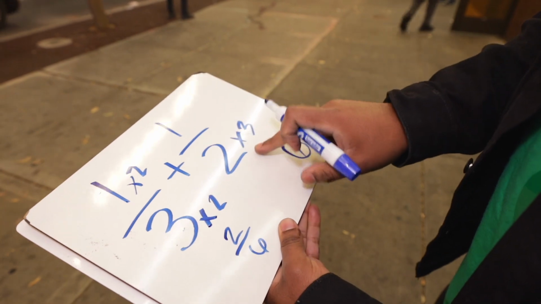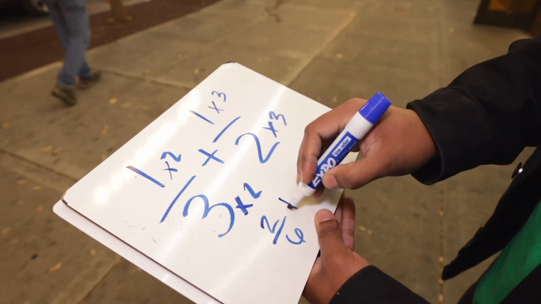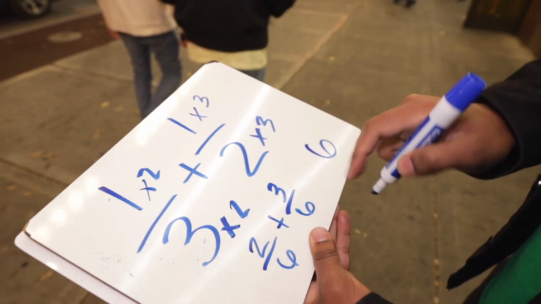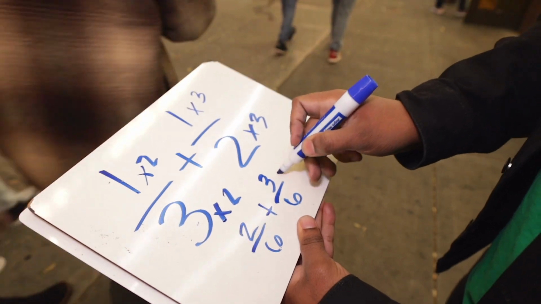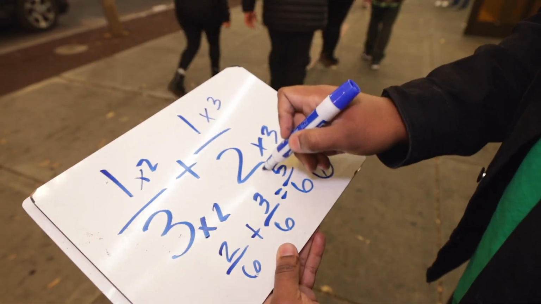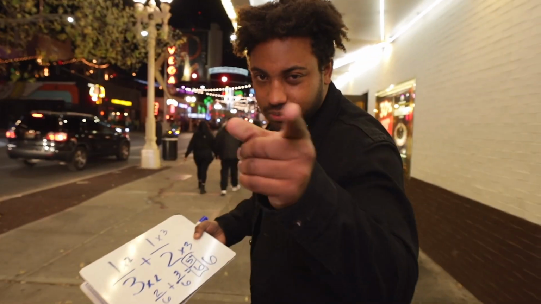For this one, since I'm multiplying by 3, I would have to multiply this by 3. So my new fraction would be 2/6 plus 3/6. Because these denominators are the same, I can add them together. And I'll get my answer as 5/6. So we'll see if people can come up with that.